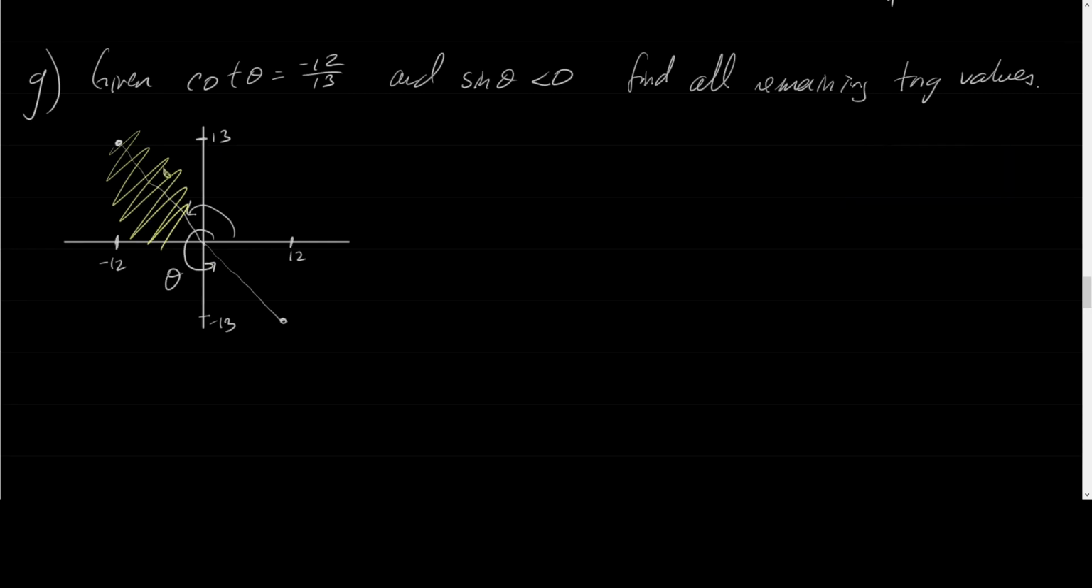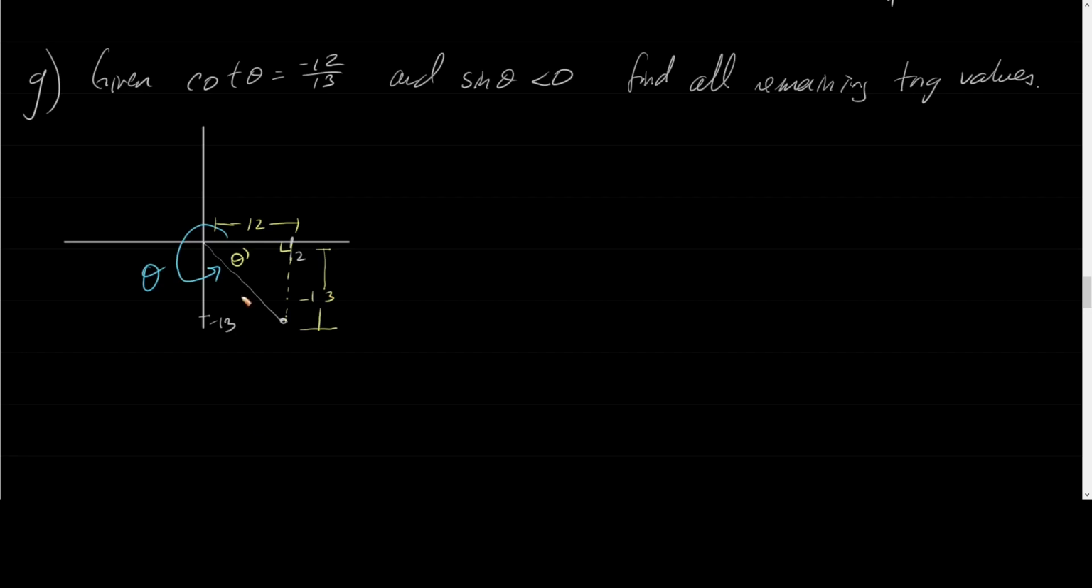So let's look at this as if it was in the fourth quadrant only then. So this is the option that we're looking at, where this angle right here is the original theta. Well, we don't care about that angle. We care about the reference angle. And we're going to build this triangle here. And here, what we have is, well, the x value is 12. So this is 12. And the y value is negative 13.